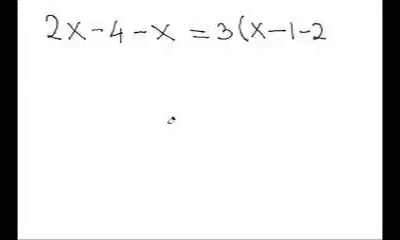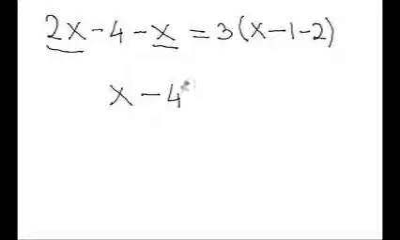Let's solve the linear equation 2x minus 4 minus x equals 3 times the quantity x minus 1 minus 2. Before I do anything else, I'm going to simplify each side of the equation. There are like terms here, 2x and this minus x, which when I combine give me an x, and then I still have the minus 4.